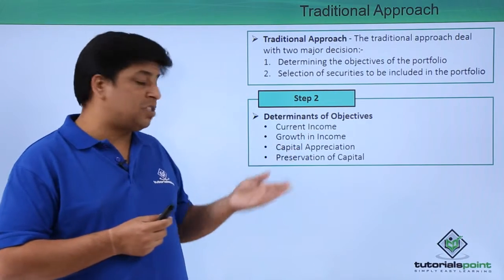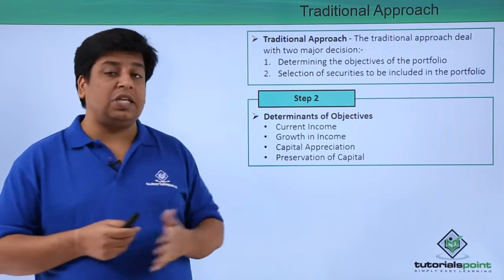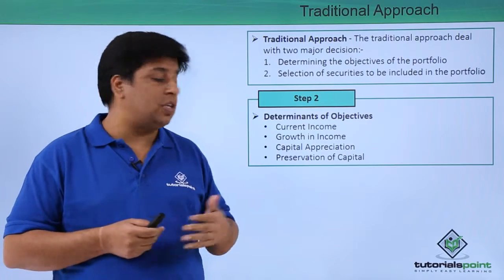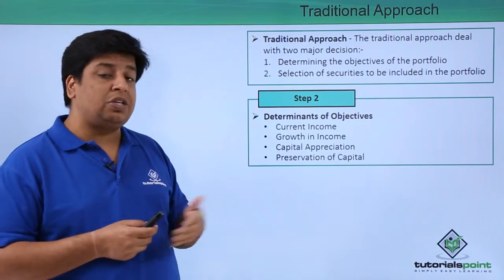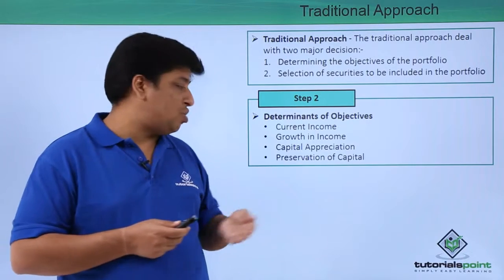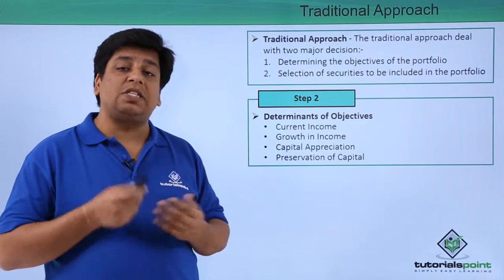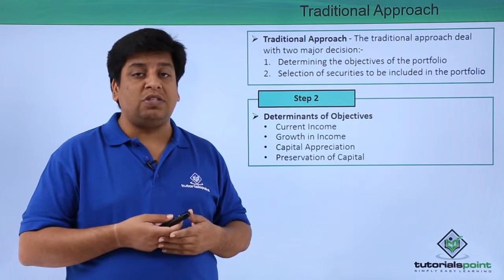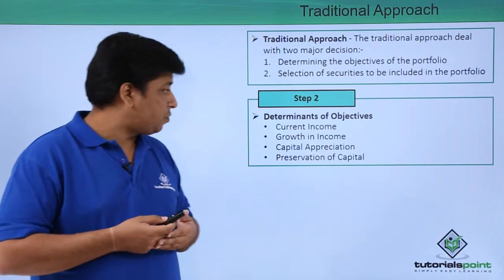Profit is your current income and wealth is the income that you are going to receive in future. That would include your growth in income and capital appreciation. Preservation of capital basically talks about the risk, avoidance of risk.